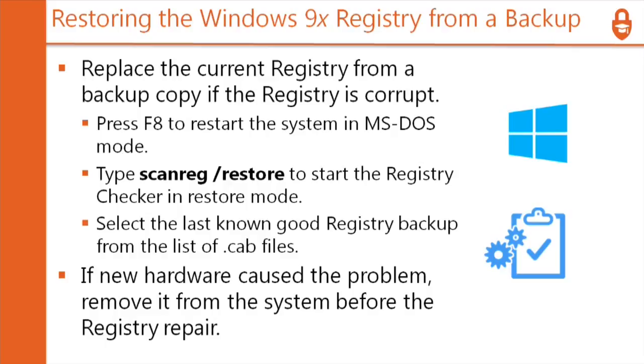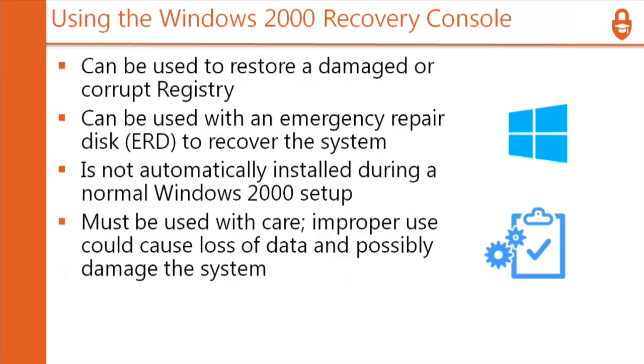To start the registry checker in restore mode, that's how you do it, scanreg /restore. Select the last known good registry backup from the list of .cab files. And then if new hardware caused a problem, remove it from the system before the registry repair occurs.